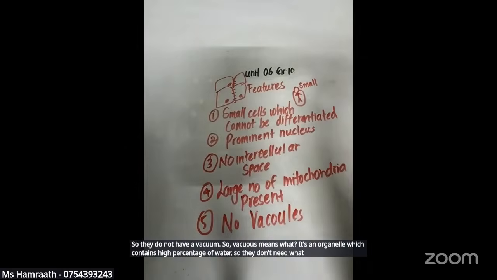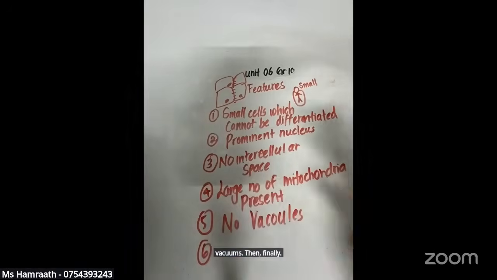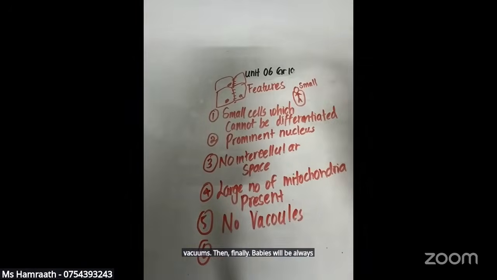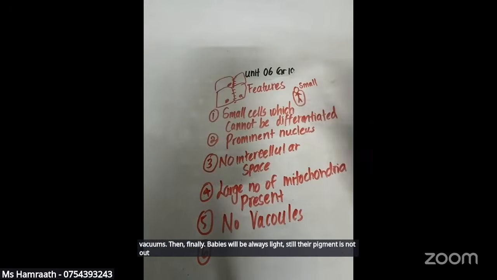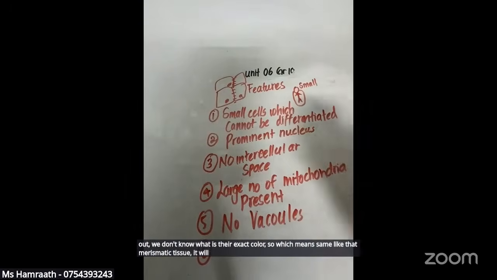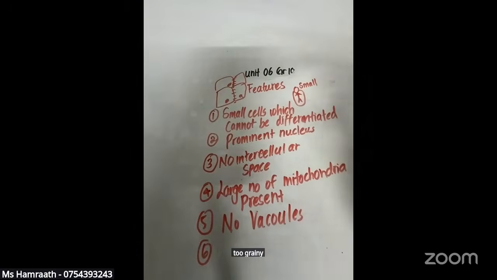Then finally, babies will always be light. Still their pigment is not out. We don't know what their exact color is. So same like that, meristematic tissue will not look too greeny. It will look very, very light green, which means they do not have chlorophyll.